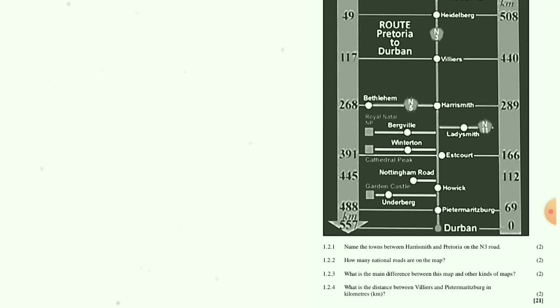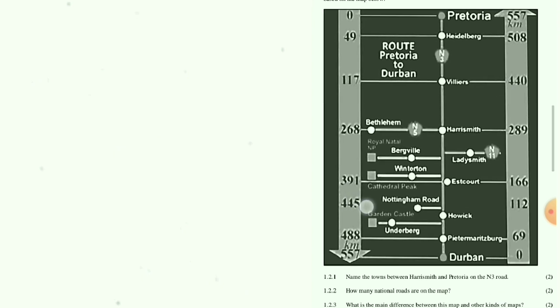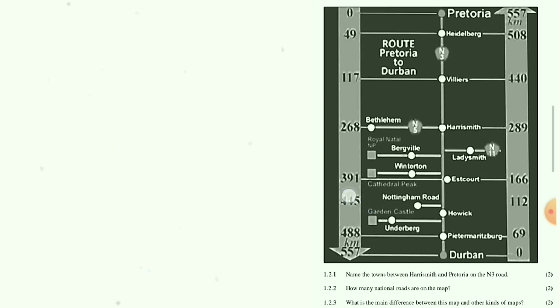1.2.2. How many national roads are on the map? It's only 3. You just look at the map, guys. I hope you guys can see the map. Let me zoom.